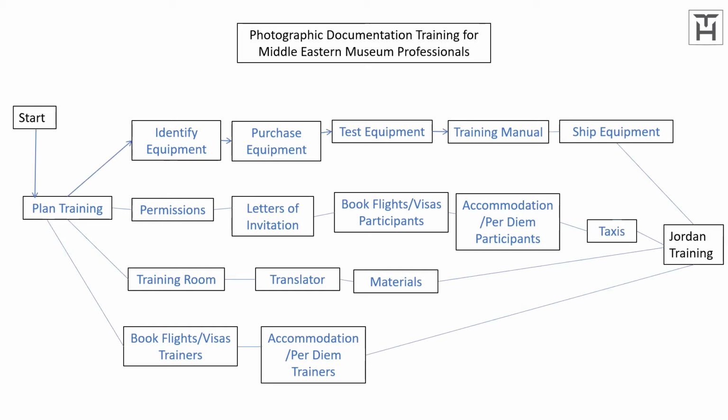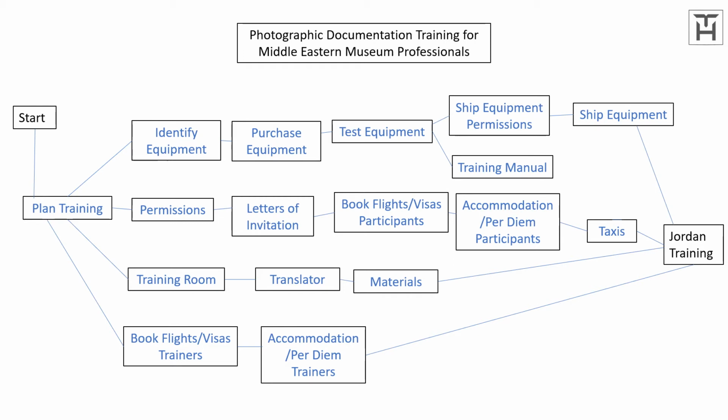And I'm adding a start and a finish, the finish being the Jordan training, so the start of the project and the finish of the project. And I'm connecting the tasks with arrows, with lines, just so we can see what has to be done before the next task.